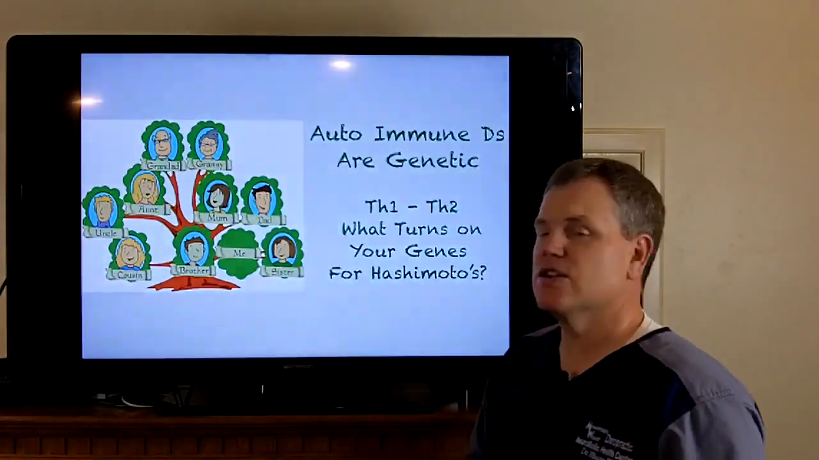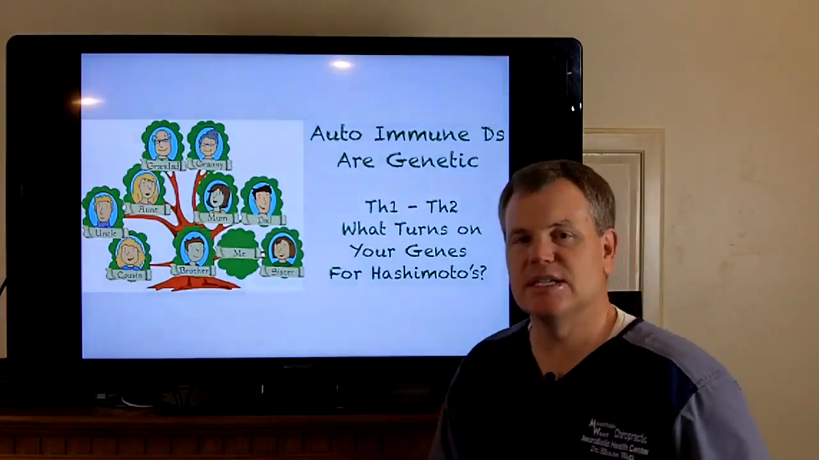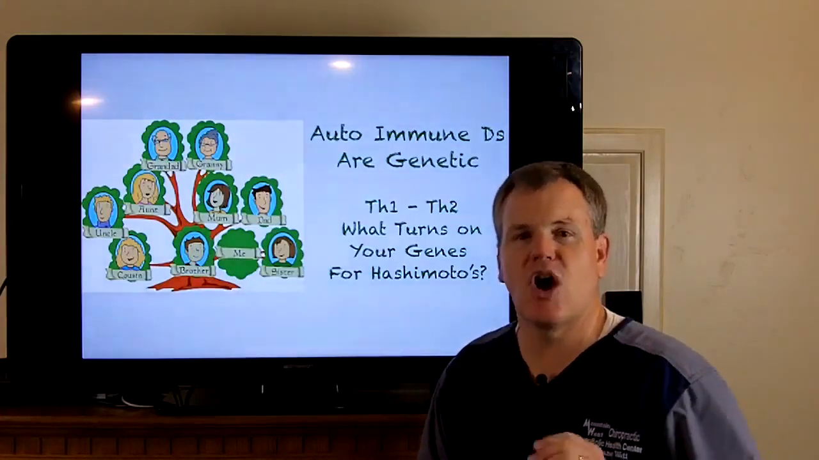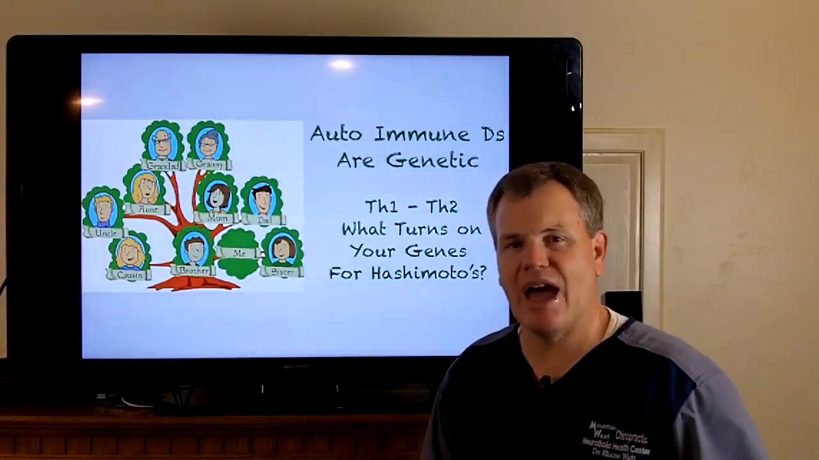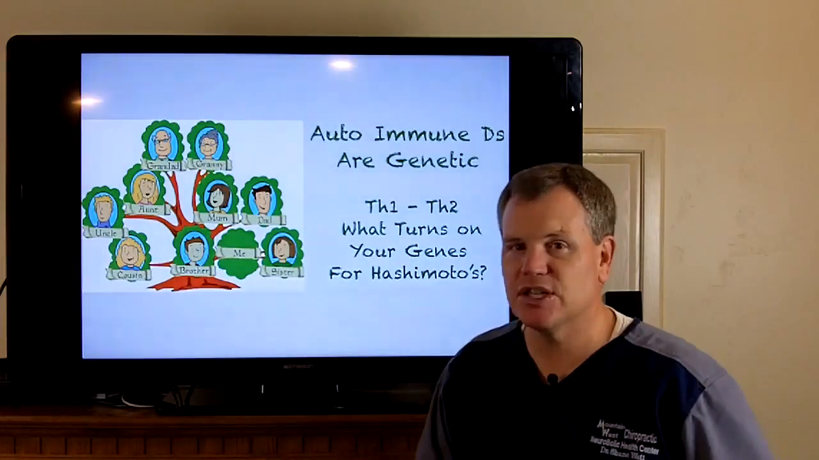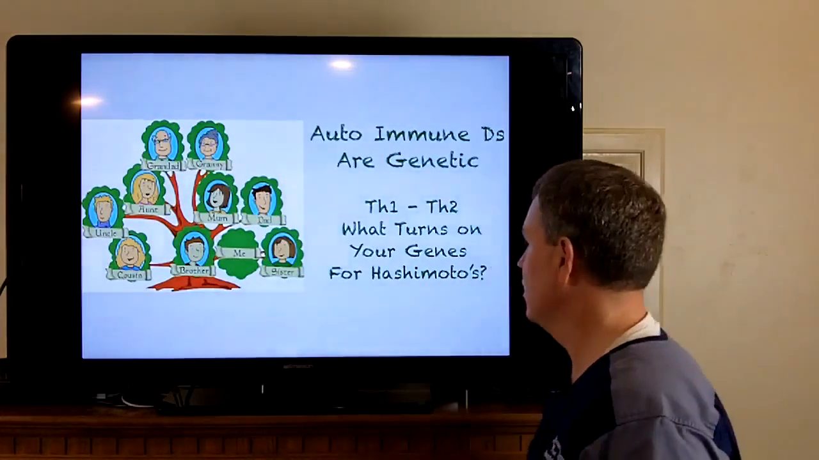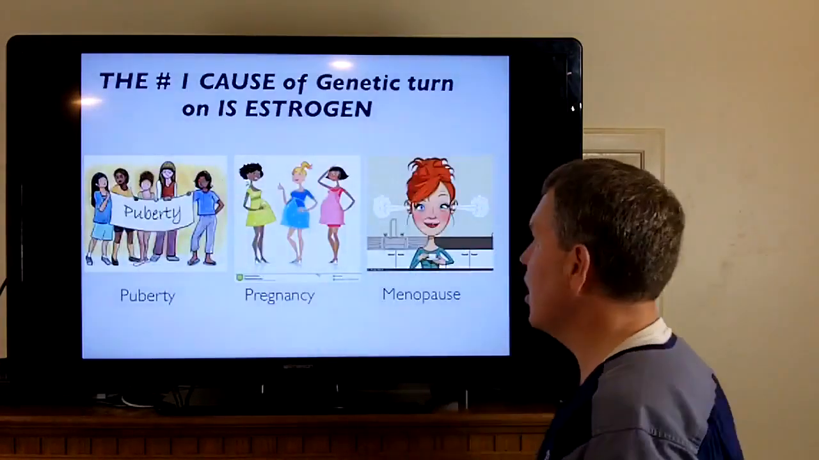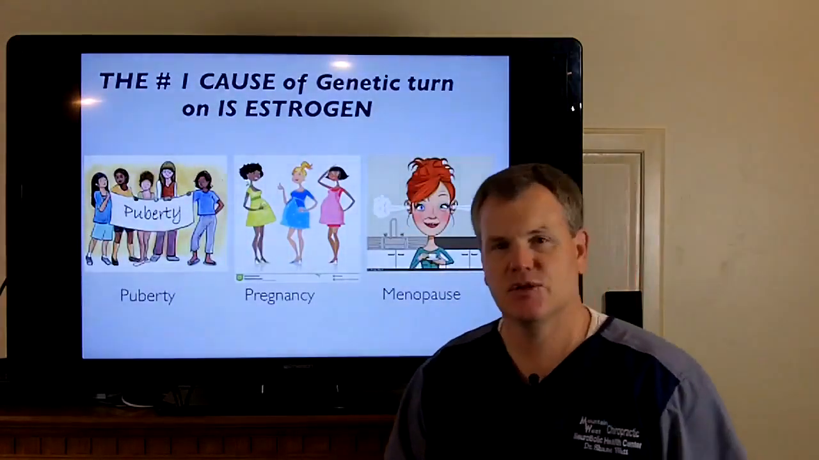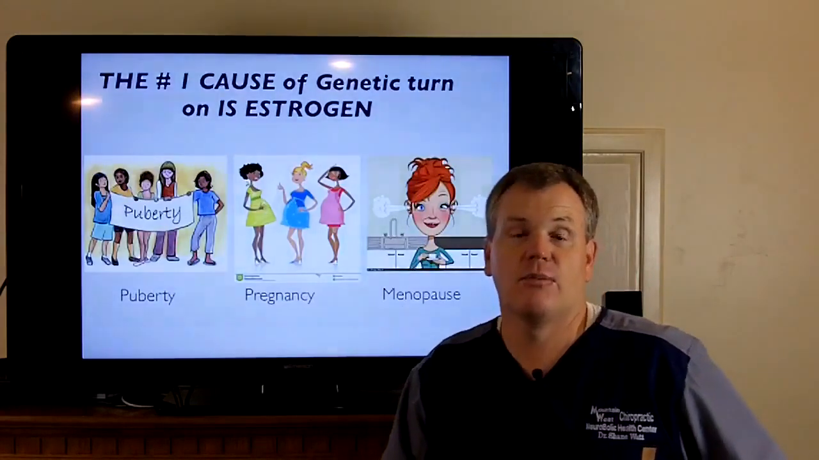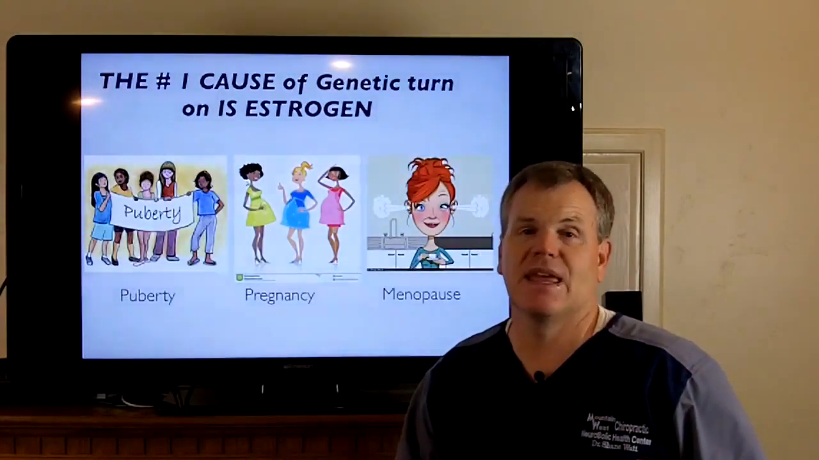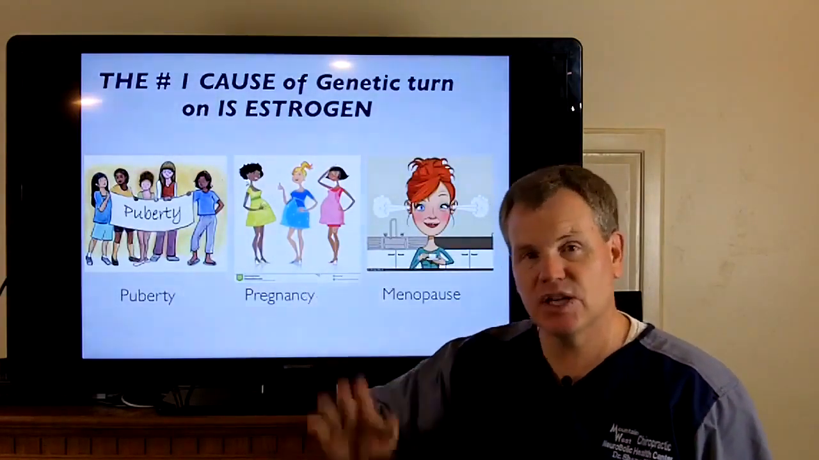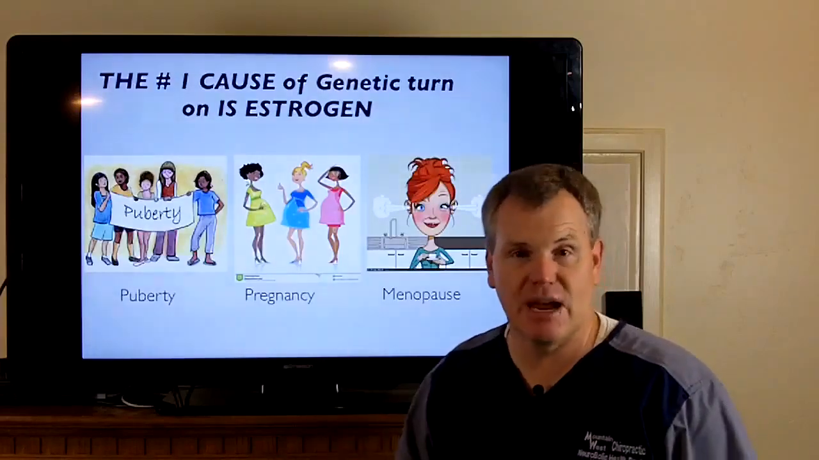Now, I want you to understand this. This is very important. Autoimmune diseases are genetic. Let that sink in for a second. Autoimmune diseases are genetic, but it doesn't mean you have to get them. Just because you have the genes doesn't mean they have to be turned on. So what turns on your genes for Hashimoto's? Well, the number one cause is estrogen. That's why in autoimmune Hashimoto's and thyroid problems, it's about a 24-to-1 ratio of women over men, because women's cycles are always fluctuating, and they're fluctuating drastically during different times of their life.